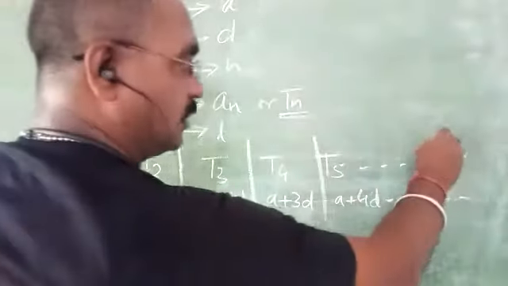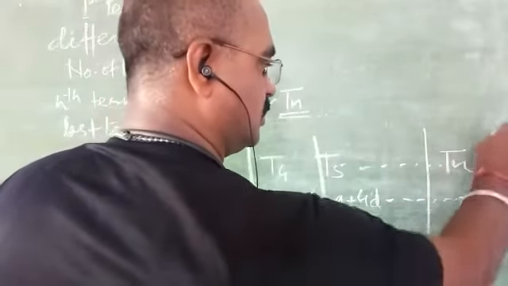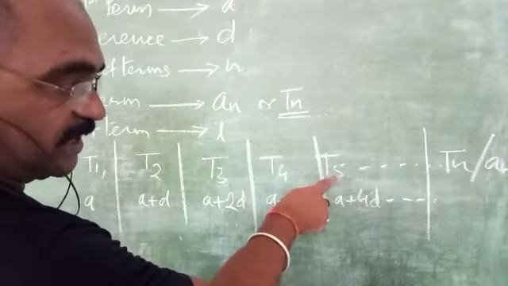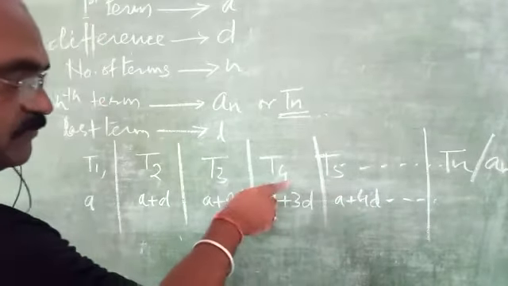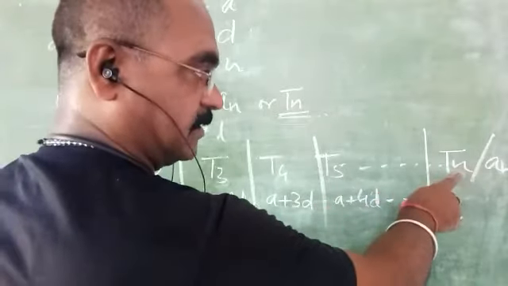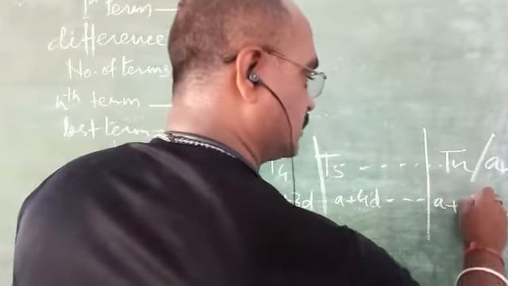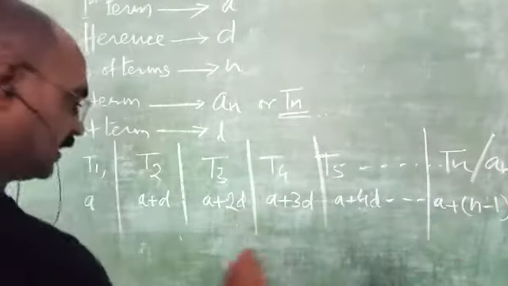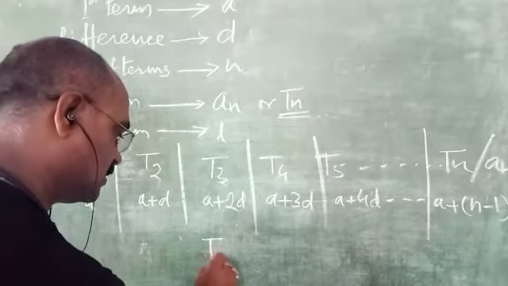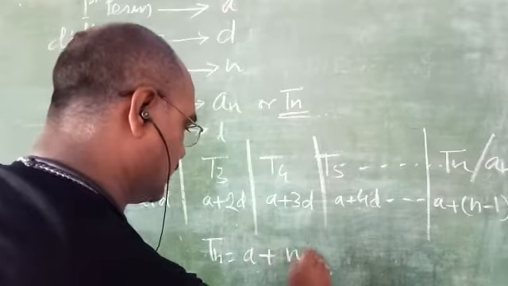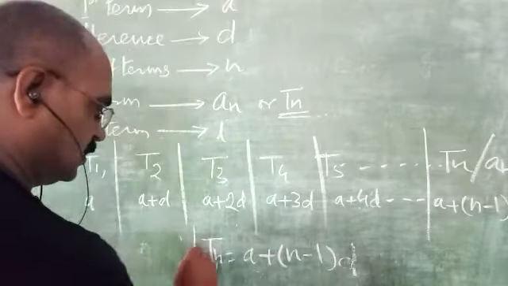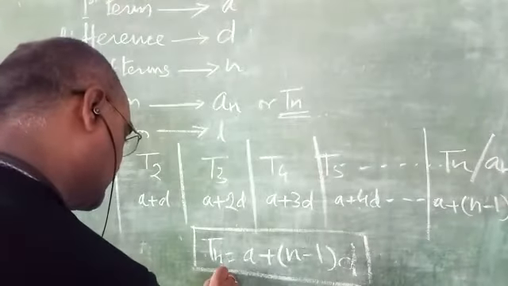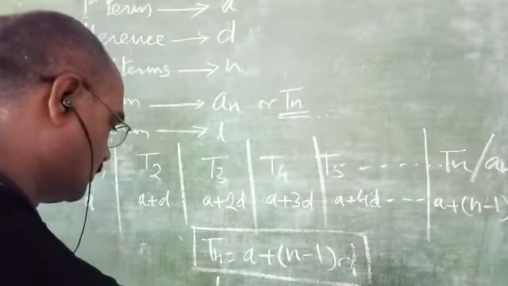In the same way, the nth term, Tn or An, can be denoted by 1 less d. Term number 5 has 1 less, 4d, term number 4 has 1 less, 3d, so term number n, the nth term, will be a plus n minus 1 d. So this is the last term or nth term. It is represented as tn equal to a plus n minus 1 d. This is the first formula to find the nth term of an AP. It is also known as the last term. The nth term and last term are almost the same.